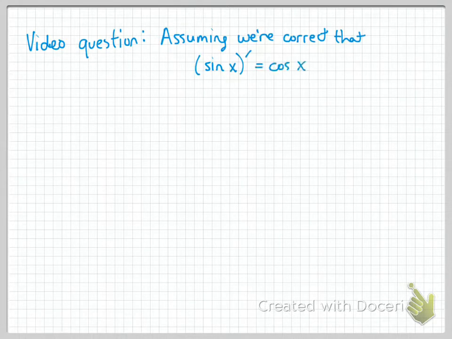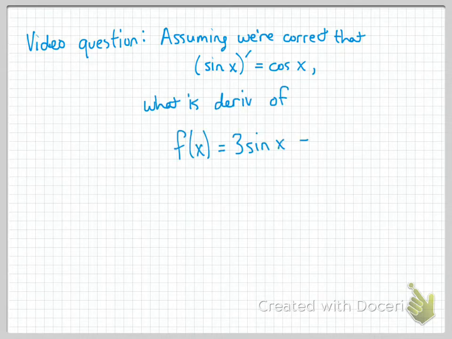For right now, just assume we're correct that the derivative of sine x is cosine x. And we are, in fact, correct, but we haven't proved it yet. But right now, assume that it's true. If that's true, what's the derivative of the function 3 sine x minus the square root of x? Right, so bring that to class, and we will do some geometry to get that inequality figured out. I'll see you there.